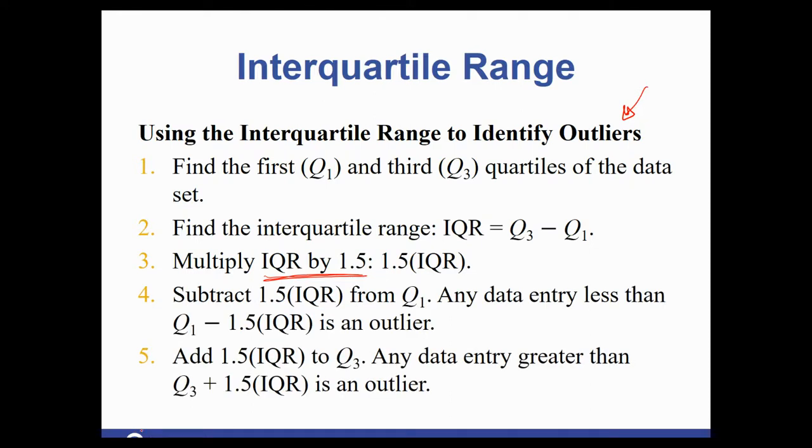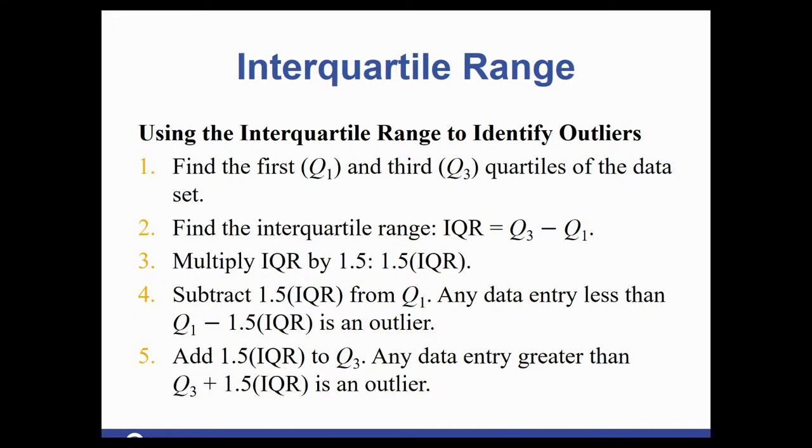So I'm going to pop up both 4 and 5 at the same time because they're doing the same step in opposite directions. So on the left-hand side, you take Q1 and you subtract the number you just got from 1.5 times IQR. And on the right, you take Q3 and you add to it that same number, that 1.5 times IQR. Any entry less than on the left or greater than on the right would then be an outlier.